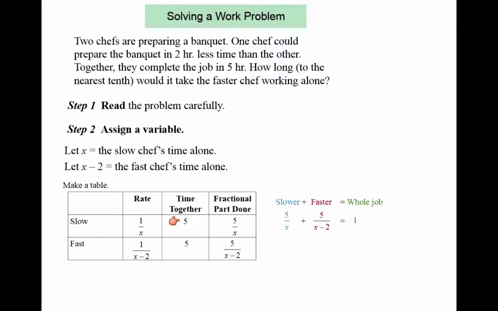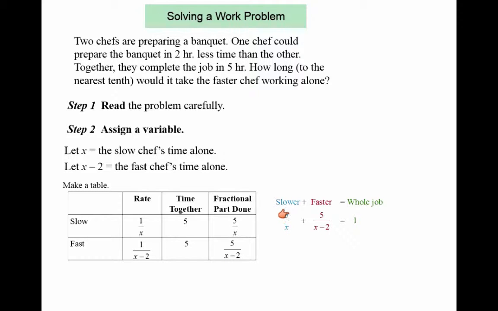We write the rate and the time together, which is 5, given to us, and we also find the fractional part done. So the fraction of the job that each of them would complete. So the rate is 1 over X, because we don't know the time for the slower chef, and the rate for the faster chef would be 1 over X minus 2 in terms of X. So the fraction done by the slower chef would be 5 over X, and the fraction done by the faster chef would be 5 over X minus 2.